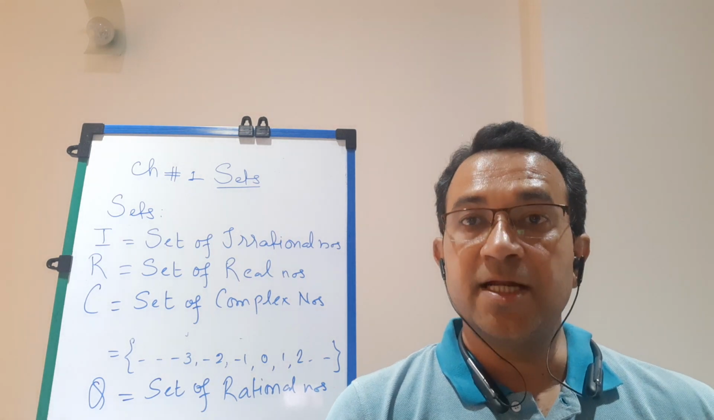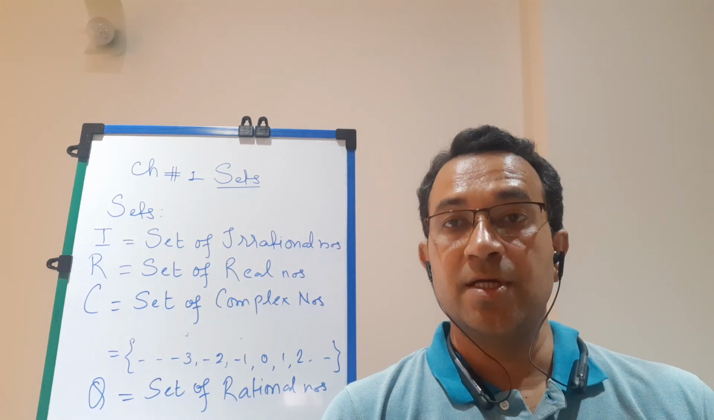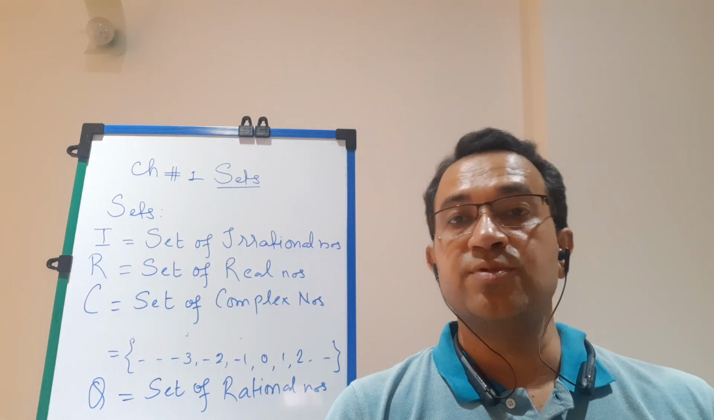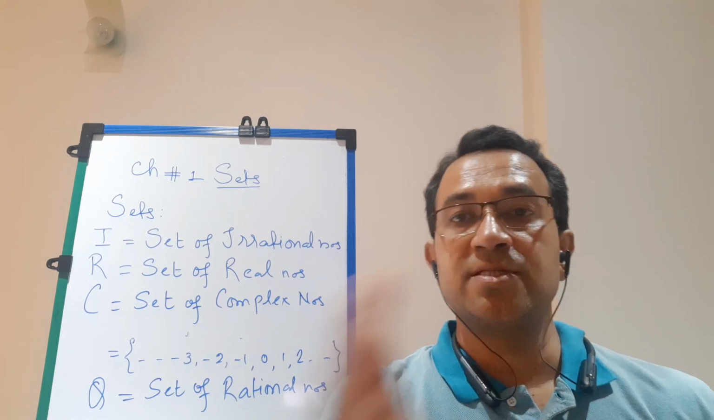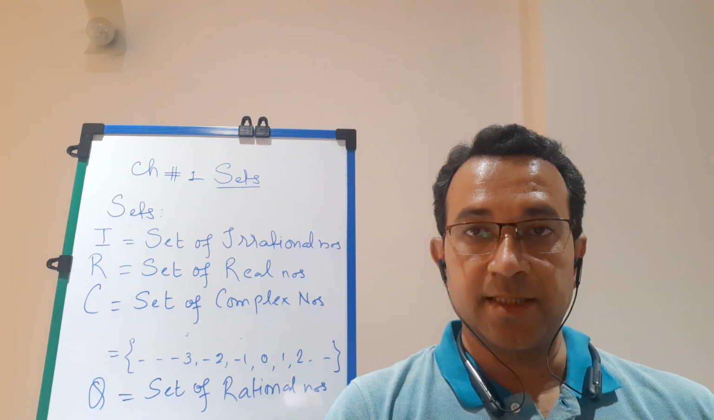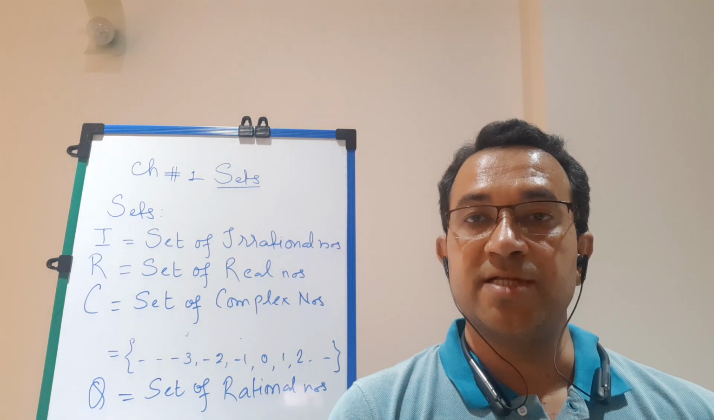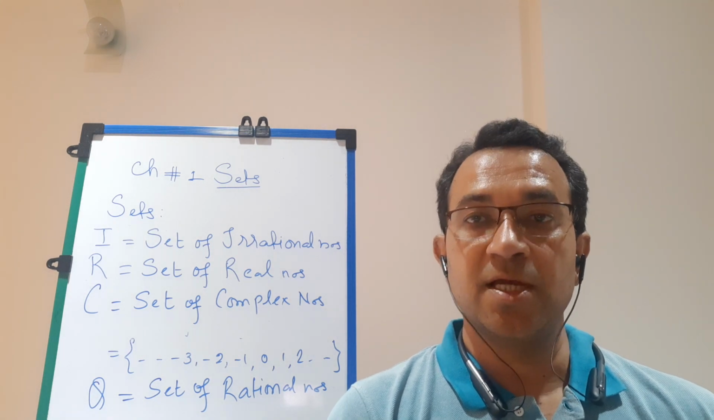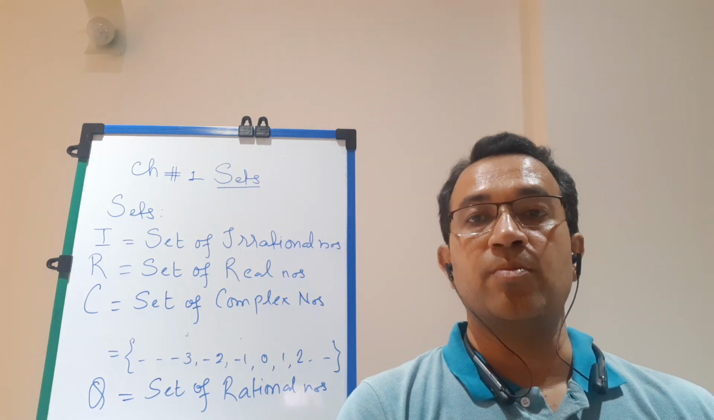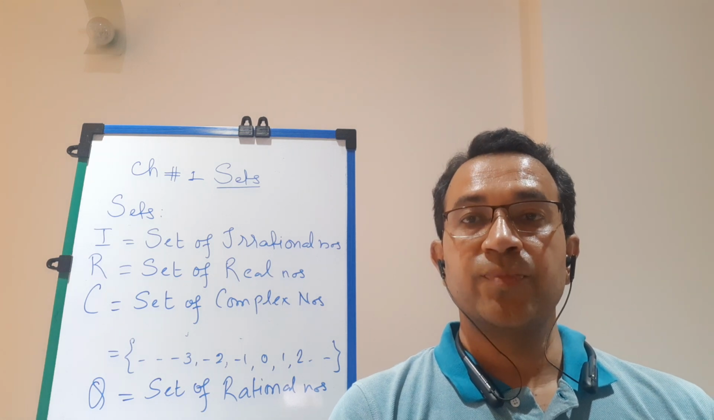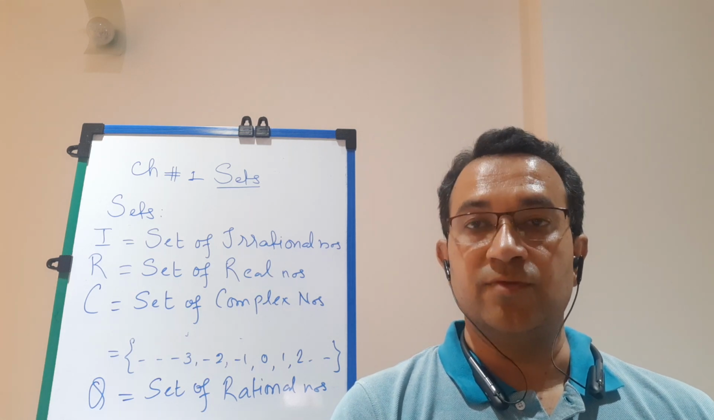The next set is set R, the set of real numbers. It includes all the previous types of numbers, and all the previous sets are subsets of this set R. And the last and the most advanced set of numbers is, students, C, where C is the set of complex numbers. We have a chapter named complex numbers, so don't worry, we will be discussing that afterwards.